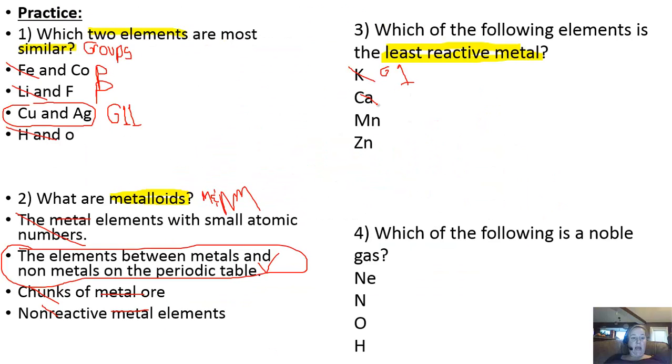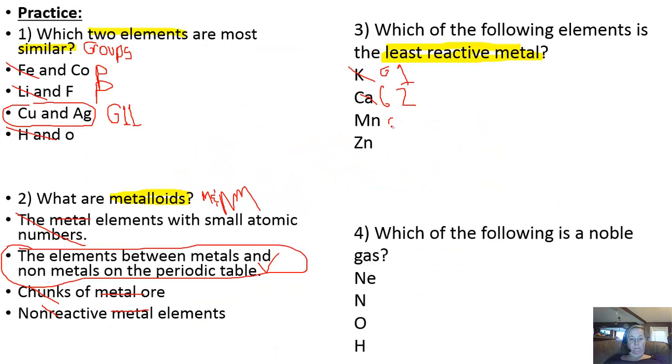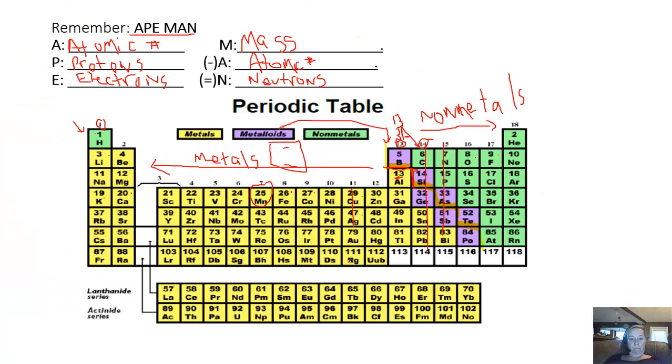And zinc. Let's go find zinc. Zinc is going to be right here. It's in group 12. So I've got group 12 and group 7. How do I choose between them? Well, zinc is the furthest away from groups 1 and 2, so zinc would be the least reactive metal. So zinc is going to be your answer choice.